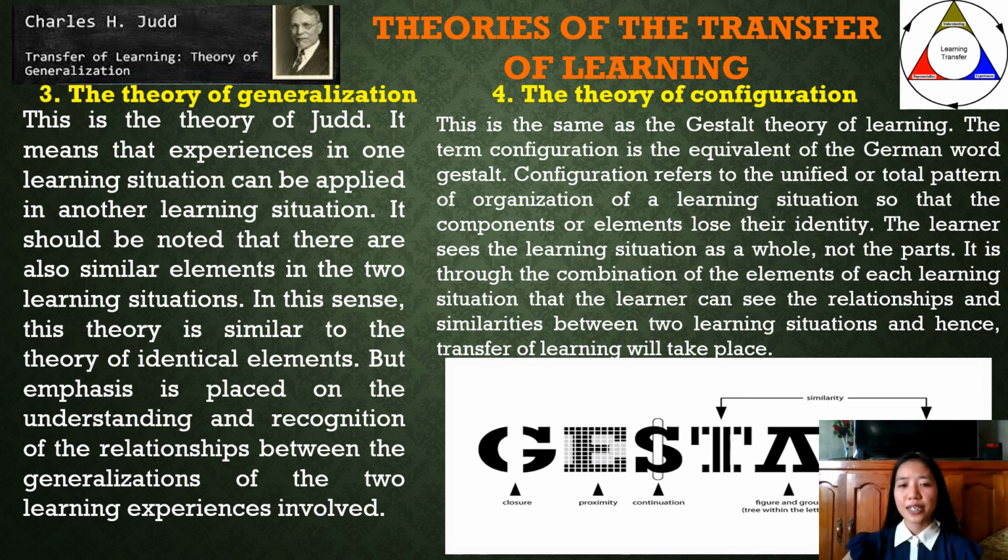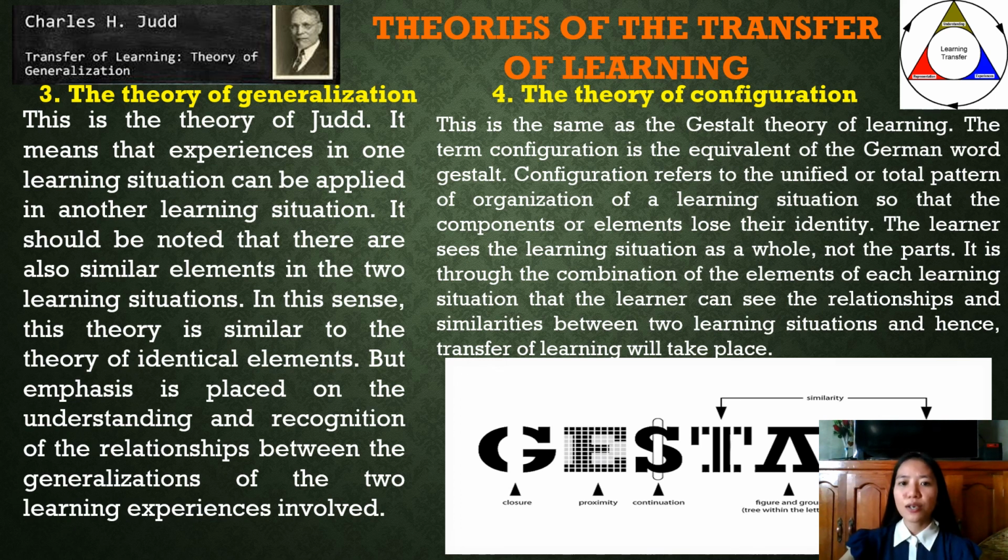The final transfer learning theory is the theory of configuration. This is the same as the Gestalt theory of learning. The term configuration is the equivalent of the German word Gestalt, which literally means form or shape. Configuration refers to the unified or total pattern of organization of a learning situation so that the components or elements lose their identity. The learner sees the learning situation as a whole, not the parts.